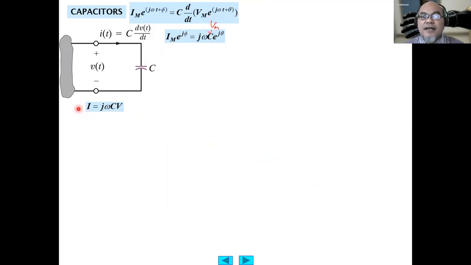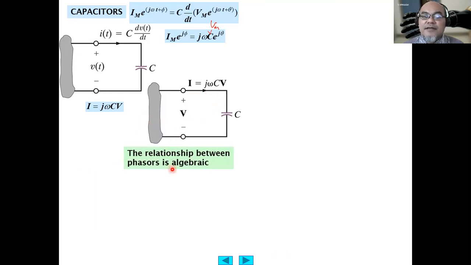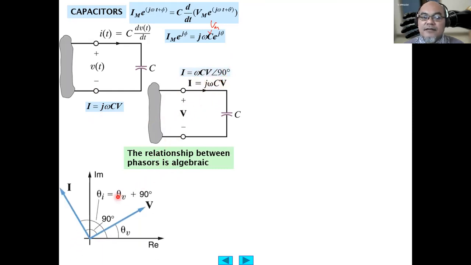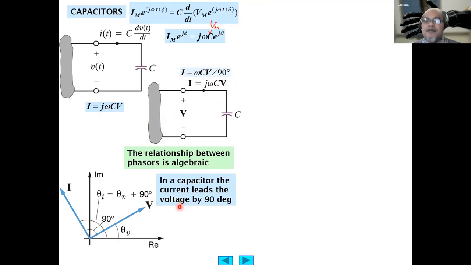So here you see that the current now leads the voltage by 90 degrees. I equals j omega C V. The current equals omega C V, and we replace j here with a phase angle of 90 degrees, so the current leads the voltage by 90 degrees, or the voltage lags the current by 90 degrees. And theta I equals theta V plus 90 degrees. In a capacitor, the current leads the voltage by 90 degrees.